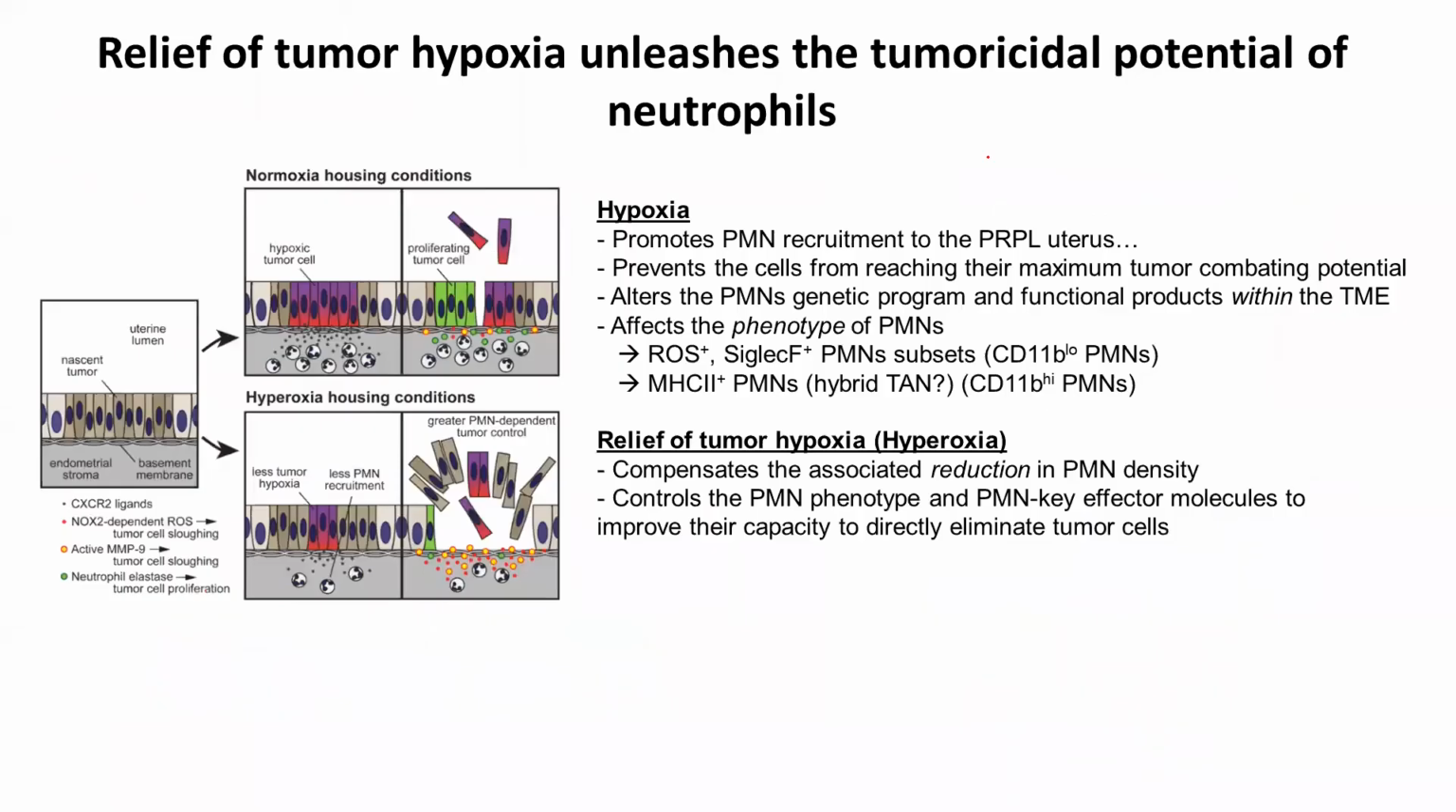So as a conclusion of this study, we found that neutrophils, as I mentioned before, share both anti-tumor and pro-tumor activity. What we found is that tumor hypoxia will promote the PMN recruitment to the purple uterus, but will also prevent the cells from reaching their maximum tumor combating potential by altering the PMN genetic program. The PMN functional product within the tumor microenvironment will affect the phenotype of neutrophils.